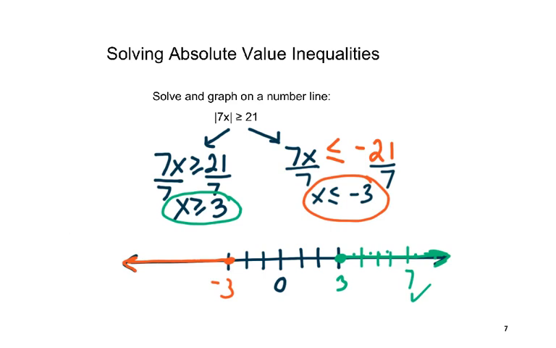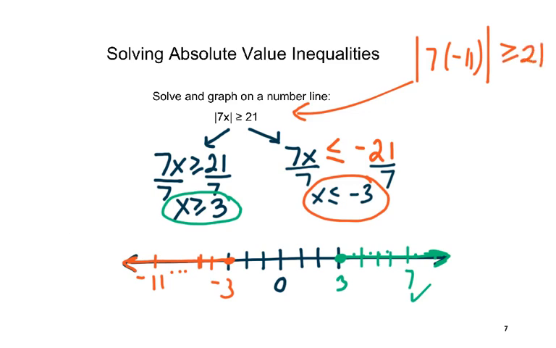Let's just try a number, maybe negative 11. Let's put that in our inequality and see if it works. 7 times negative 11, we're going to take the absolute value of that, is greater than or equal to 21. We go back to the original inequality to check. This is going to be negative 77. We'll take the absolute value of that, and we're checking whether it's greater than or equal to 21. The absolute value of negative 77 is just 77, and that is greater than or equal to 21. So that checks.